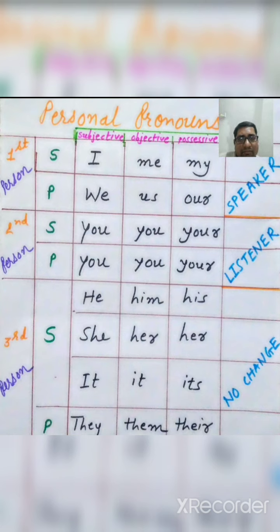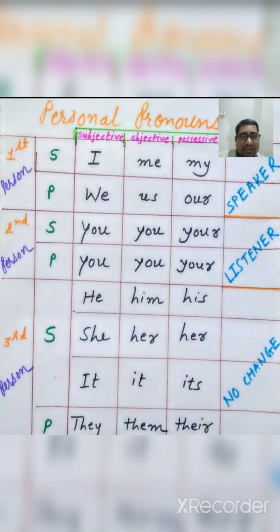Now the second column you can see here, that is written objective. So that column stands here for objective case. They are very important. So this column is also very important for you in upcoming next chapters like active and passive voice. Okay, it will be very useful. So me, us, you, him, her, it and them. Kindly learn them as they are objective cases of the pronouns.